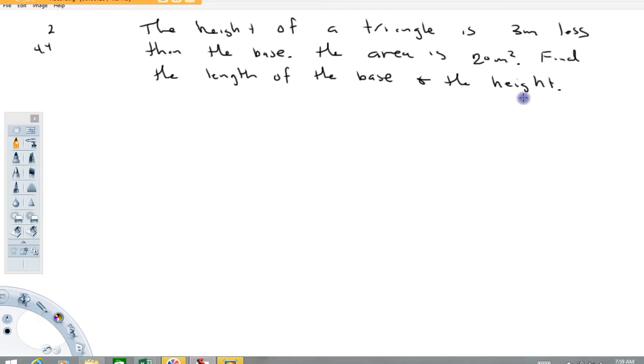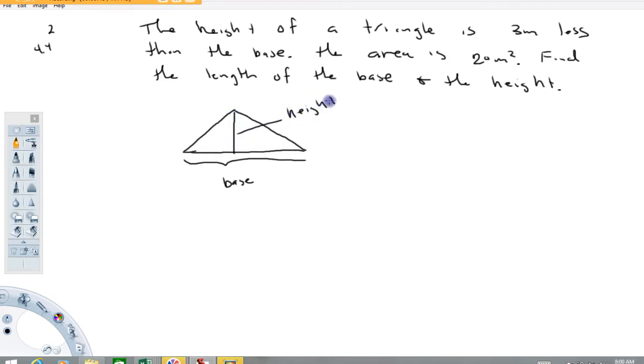So for any of these problems about geometry, always start by drawing yourself a picture. So we've got some sort of triangle. This length right here is generally called the base, and this distance right here is called the height. Now, let's identify the unknown. In this case, we don't know the base or the height.